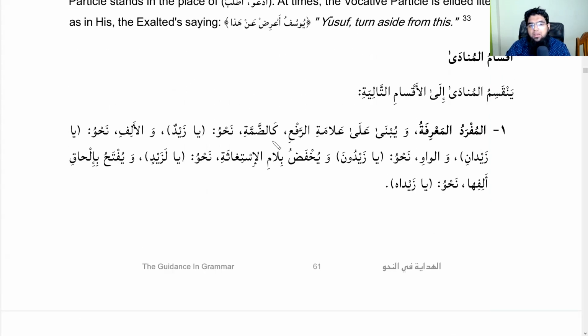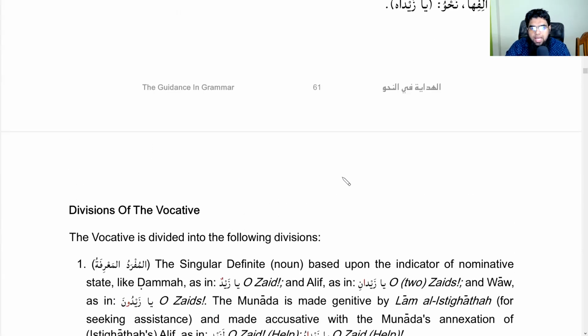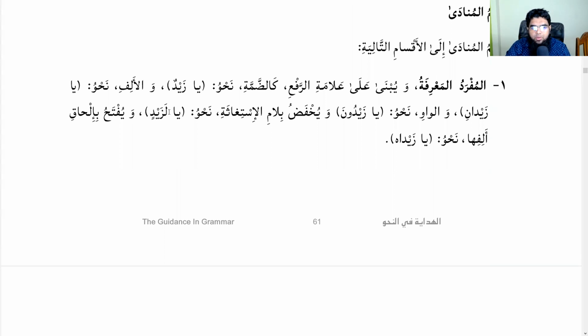So in Arabic, there's something called Lamul Istighatha, the Lam of seeking help. There is a particle for seeking help. It's called lamul istighatha, for example Ya la Zaidin. When you say Ya la Zaidin, that means, oh Zaid, help me. So this lam gives a kasra.